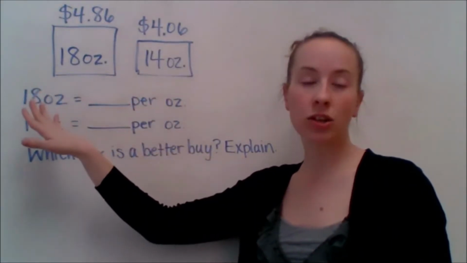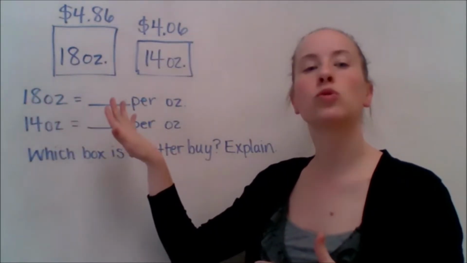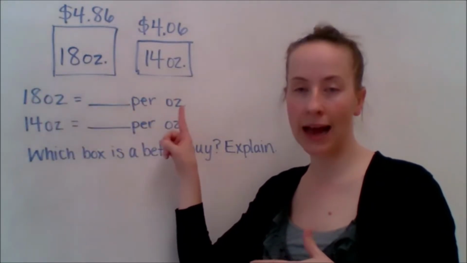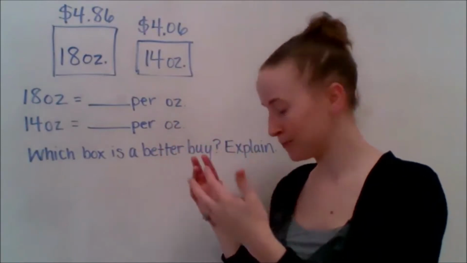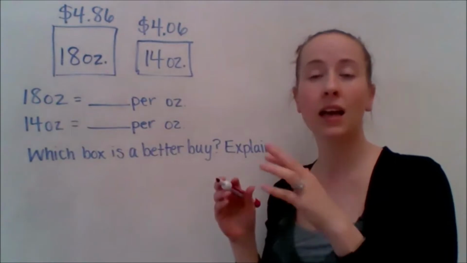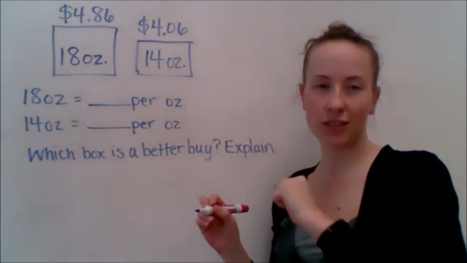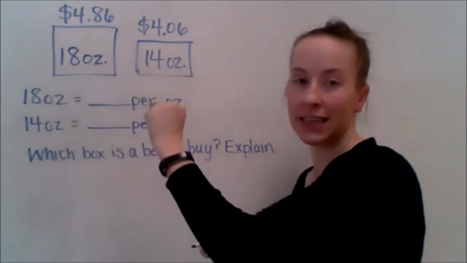So the first thing I'm going to need to do is find my unit rates. So I want to get this 18-ounce price down to a certain price per ounce. And if we remember, per means one. So what I'm going to do is I am just going to set up a quick equivalent rate, and then I'm going to show you the math off to the side. So let's take this 18-ounce box.